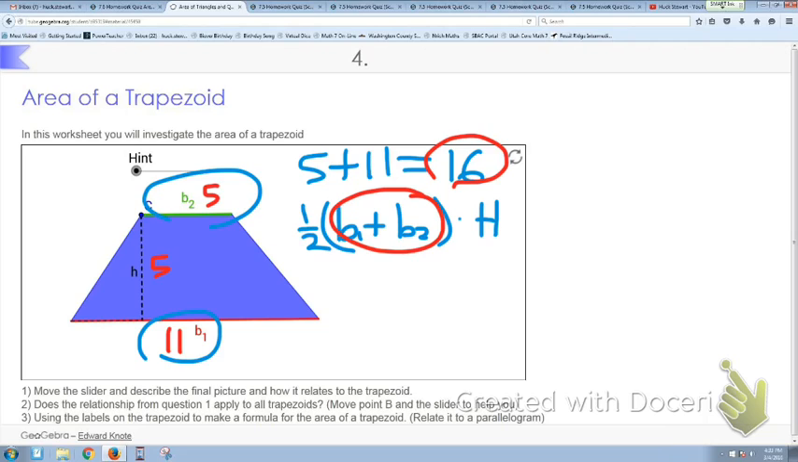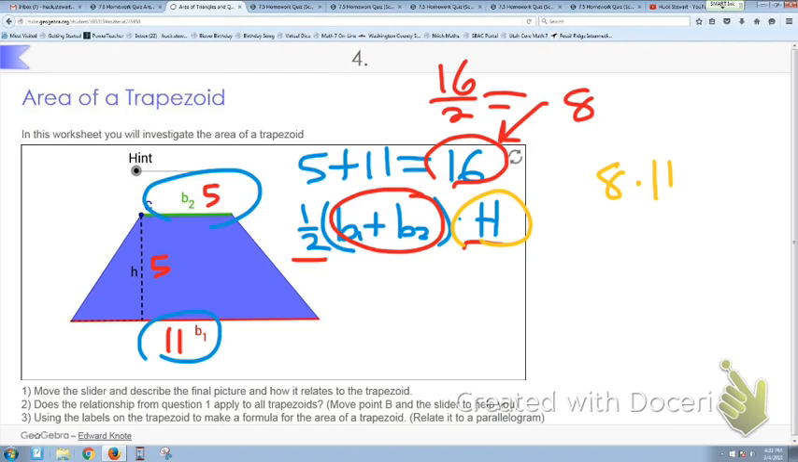That's 16, base 1 plus base 2, and it really doesn't matter if I multiply it by the height first or by the 1/2 first. It's easier to cut things in half first. So 16 cut in half is 8. Okay, now I just need to multiply it by the height. So I take 8 and multiply it by the height, and the height is 5. So there you go. 8 times 5 is 40, so I would say the area of my trapezoid is 40 units squared, whatever those units happen to be.